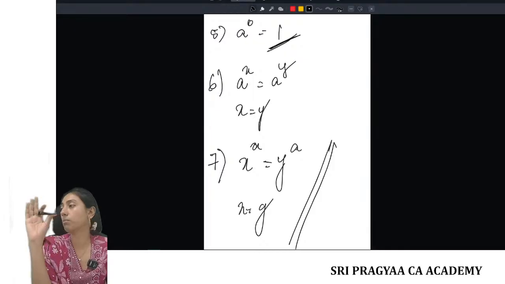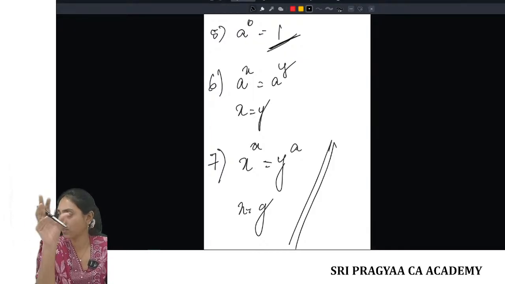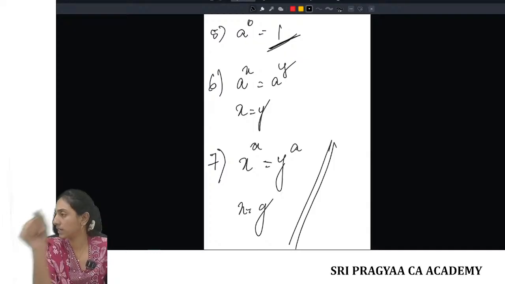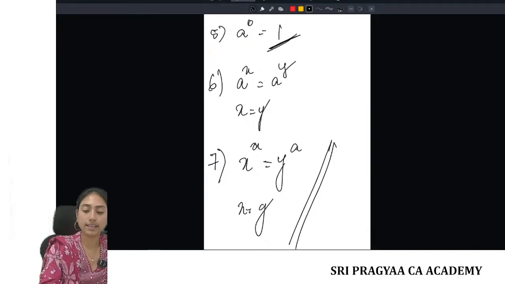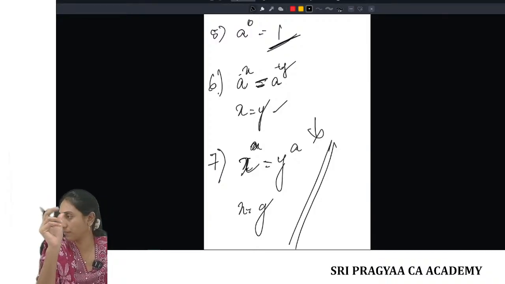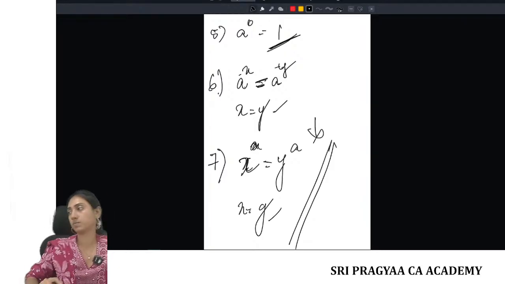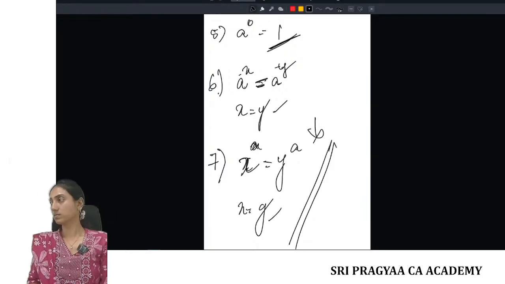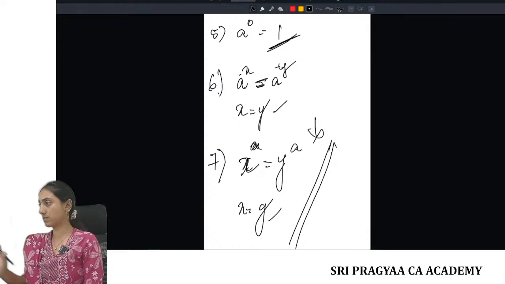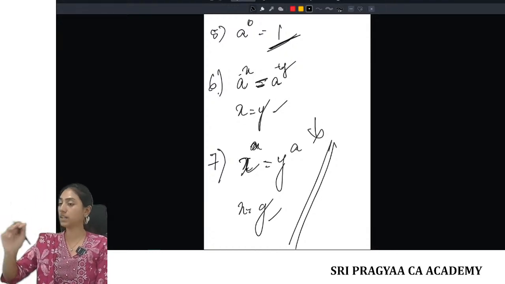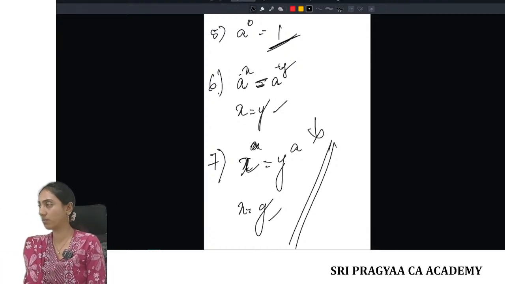Fifth, this is a universal thing. How much ever complicated the equation is, something raised to the power of 0 is 1, blindly 1. Okay, then the bases are equal. The laws, based on these laws we have worked out all the questions so far.